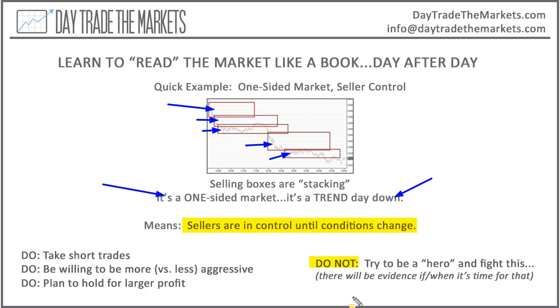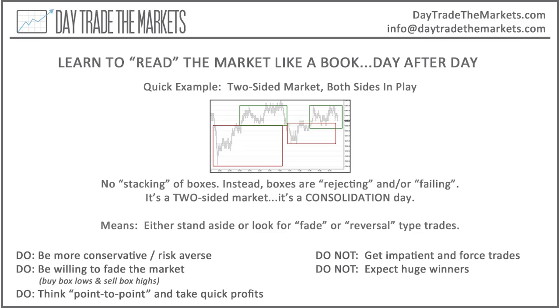The evidence will show you when it's time to adjust your strategy, but when you see stacking boxes like this, we're in a trend day. So we want to be looking for short trades. We want to be potentially more aggressive on our entry as opposed to less aggressive or more conservative. We want to plan for holding for a larger profit if it materializes as opposed to just locking in a quick profit. Again, the box signature is helping you make sense of the type of day it is so that we can make better trading decisions.